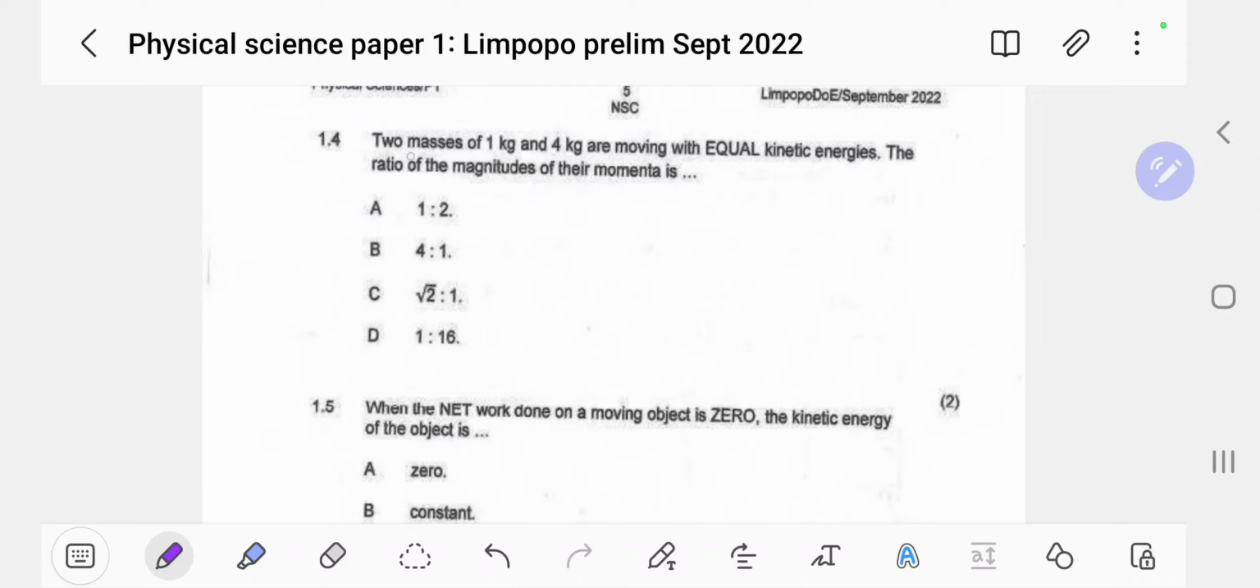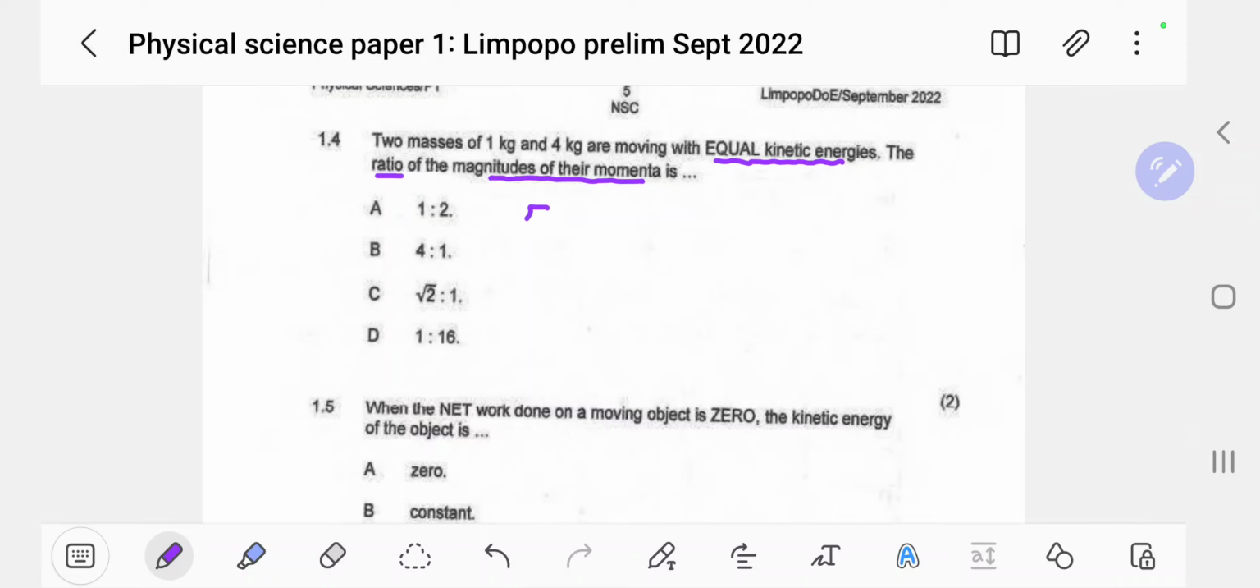Now 1.4 says two masses of 1 kg and 4 kg are moving with equal kinetic energies. So now that is very important. Now it says the ratio of the magnitudes. Now what do we want? We want the ratio of the magnitudes of their momenta. What is it? Now this is not something that you can just look at and pick an answer. Unfortunately you are forced to do some sort of a calculation.